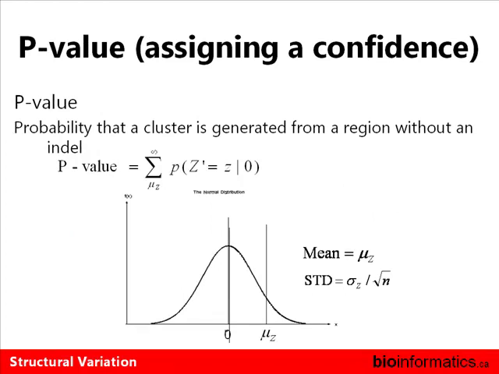Furthermore, what this says is that you can actually compute p-values. You can look at a proposed event and compute how likely this is to occur by chance. This is exactly the probability that I sample the observed mean from a Gaussian which is centered at zero, indicating that there is no indel. It's a tail integral. This is exactly what this gives you: how likely is it that I observed this mean if, actually, there was no indel?